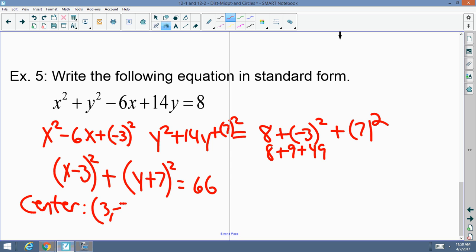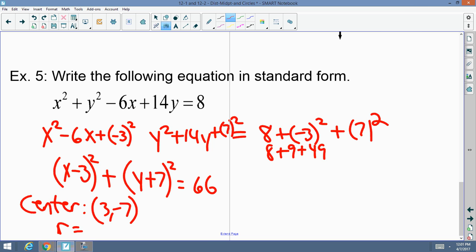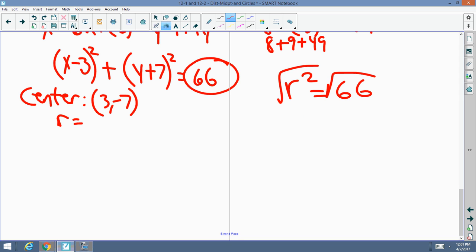3, negative 7. What's my radius? Leave it in square root form. Okay, guys, sorry about that. So we were asking for the radius here in this case. A lot of people get a little bit confused here, so let's talk about this right quick. We know that 66 is r squared, right? So guys, don't make a mountain out of a molehill. Find the square root. R equals square root of 66.